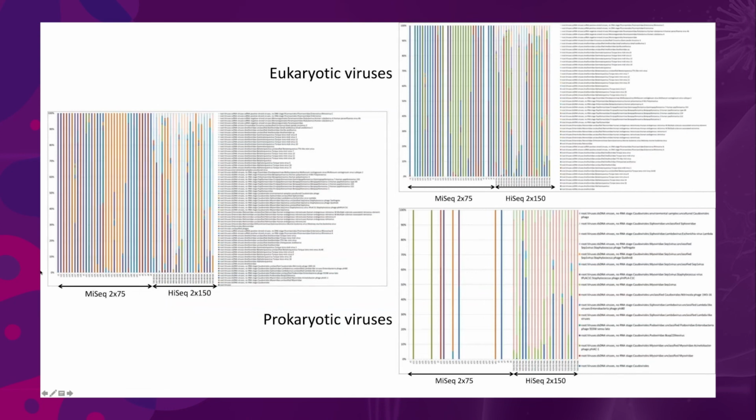Now the effect of sequencing depth in discovering viruses. Over here, you can see different sequencing depths and sequencing read lengths. When we compare MiSeq versus HiSeq, we're looking at the virome, and you can see the effect of the different platforms on the eukaryotic and the prokaryotic viruses, both on their occurrence, so on our ability to detect them, but also on the diversity.